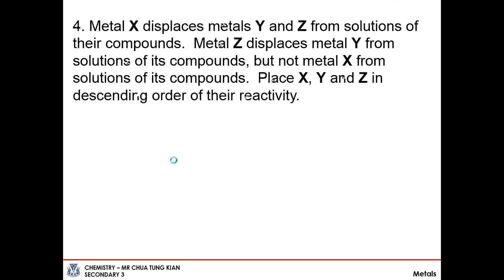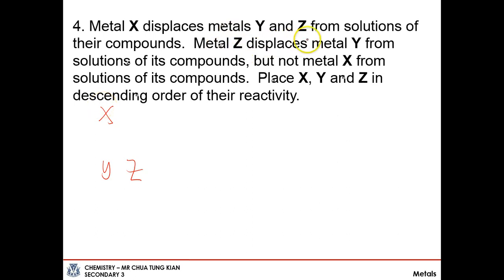Question 4. We have three metals here, X, Y, Z. Based on the chemical reactions here, we are supposed to deduce the order of their reactivity. So let's take a look. X can displace metals Y and Z from their solution. So instantly we know that X will be on top, Y and Z will be below. So X is more reactive than Y and Z.